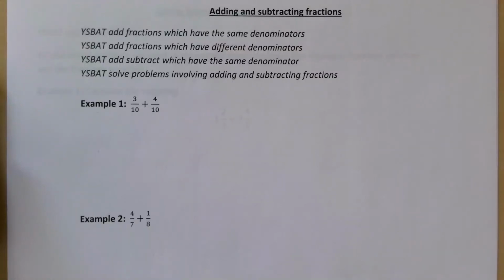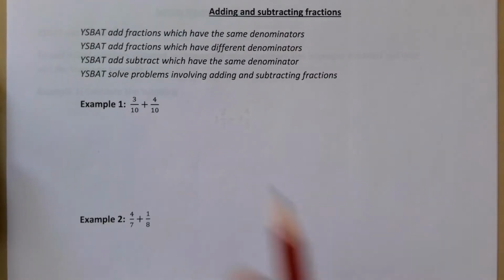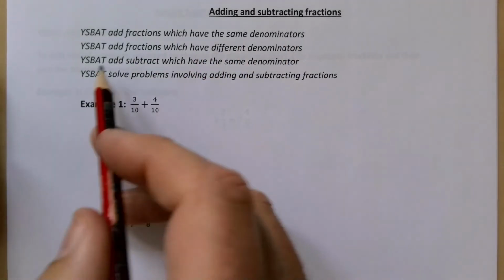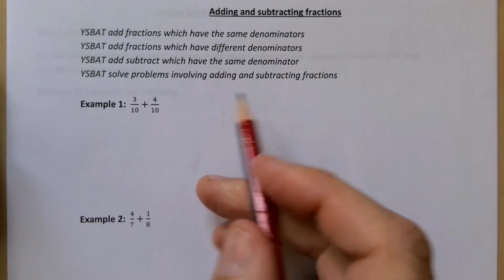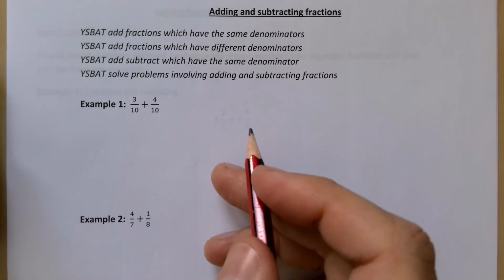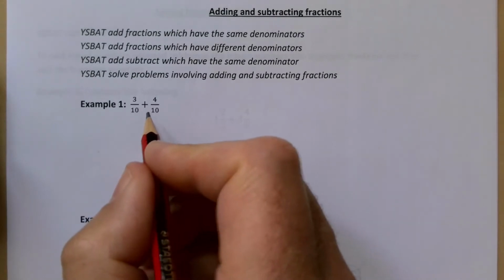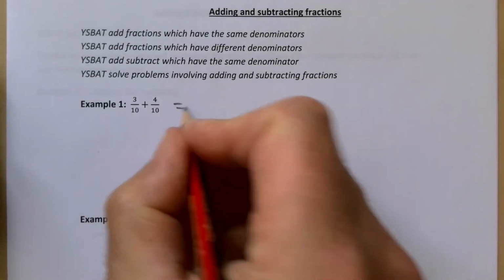Okay, so adding and subtracting fractions then. We should be able to add fractions of same denominators, different denominators, subtract fractions, and then problems involving adding and subtracting fractions. So the deal with adding and subtracting fractions is it needs to be the same denominator, otherwise we can't add them. This one couldn't be more straightforward.